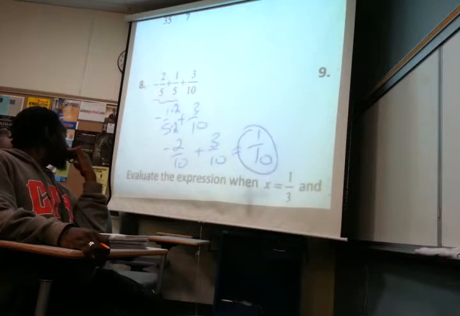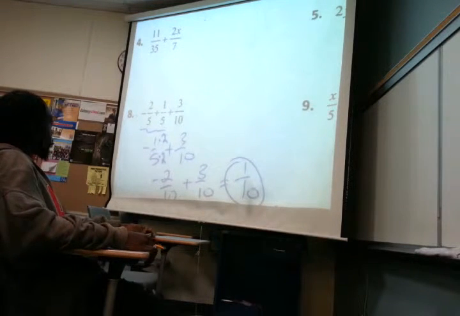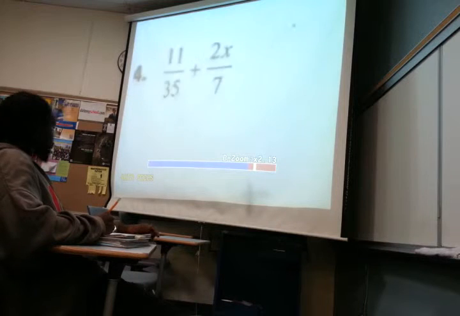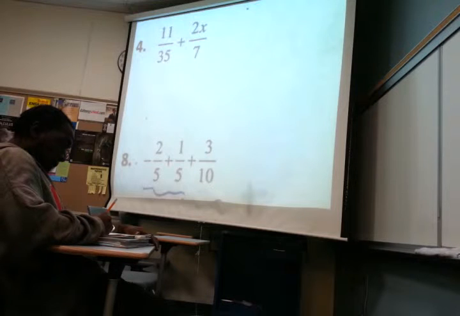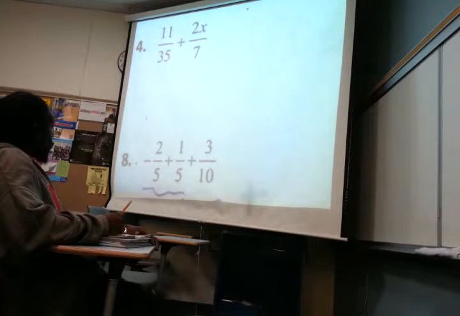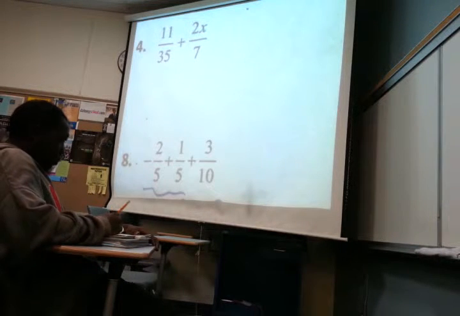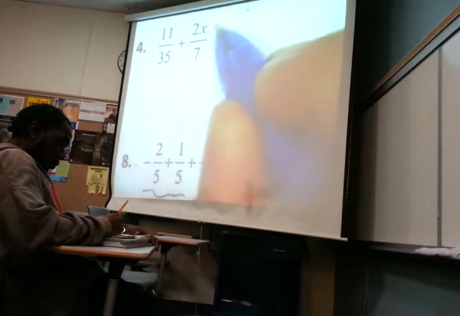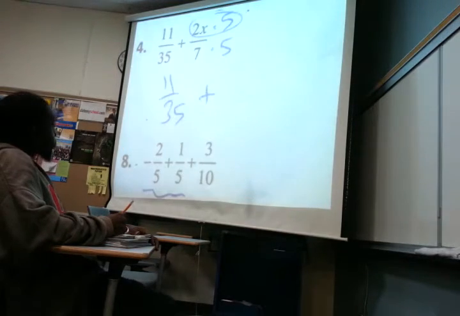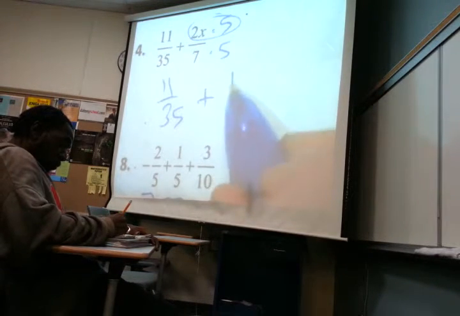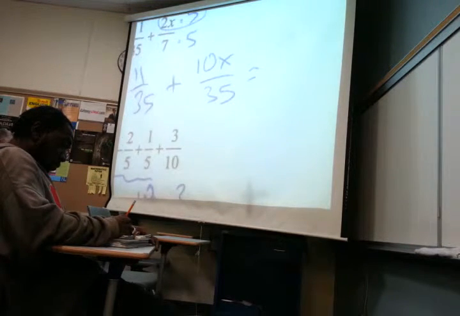Let's see. I skipped one on the way through. Number 4. So there is a variable in there, but it's not in the bottom, so I don't care about it at the moment. What's the LCD here going to be? 35. Beautiful, because 7 can become 35. What do you multiply by? 5. 11 over 35 stays the same. What do I get on the top here? 10x. Good. 5 times 2x is 10x. And on the bottom, of course, I get the other 35.